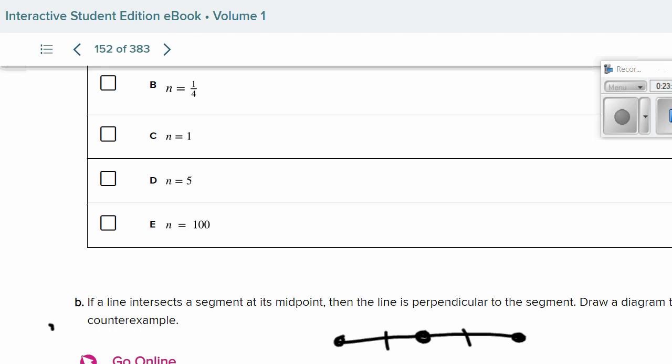Well, let's see, perpendicular means it's drawn at a right angle, so I think I could draw a right angle through there, but is that the only way I can draw a line through the midpoint? And it's not. I could draw literally hundreds of them. I can draw it that way, I could draw it this way, I could draw it at different angles. So that conjecture is false, because I could draw a picture to prove that I can draw other lines through it that won't be perpendicular at that midpoint. Okay.